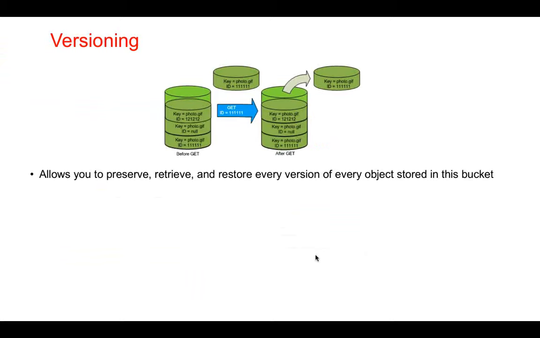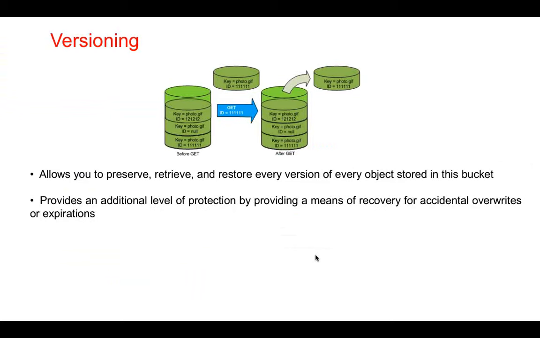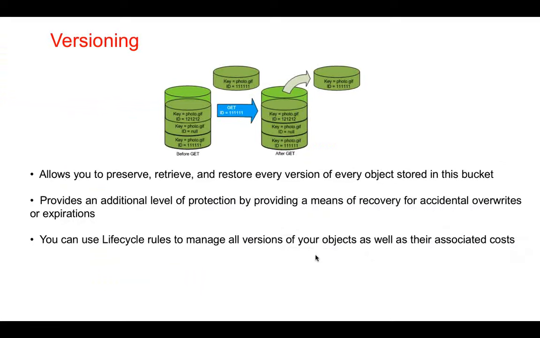Versioning is a feature that allows you to preserve, retrieve, and restore every version of every object stored in this bucket. It provides an additional layer of protection by providing a means of recovery for accidental overwrites or expirations. You can use lifecycle rules to manage all versions of your objects as well as your associated costs. We'll discuss the lifecycle rules later on.